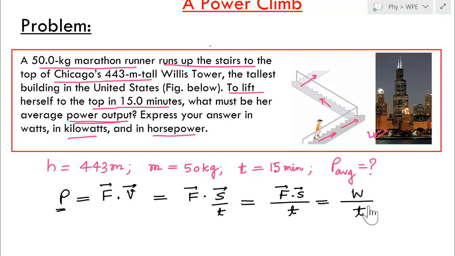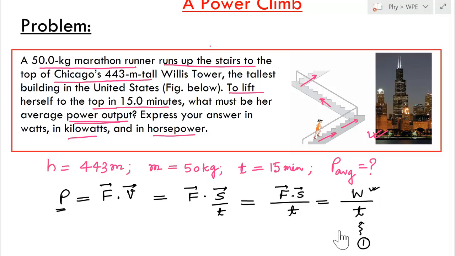So you can calculate power by 2 ways. In first method, what you can do is, you can calculate all the work, that is work done by this woman going from bottom to the top of this tower. And then you divide by time taken. So in this case time taken is 15 minutes. So you divide by time taken and then you will get the average power. So this is first method of calculating the power.